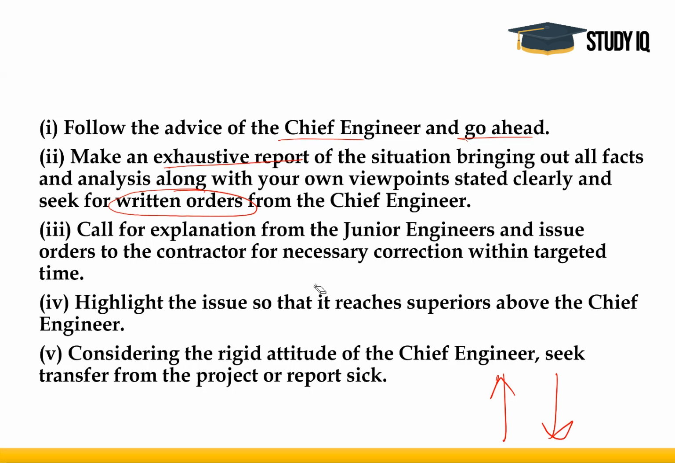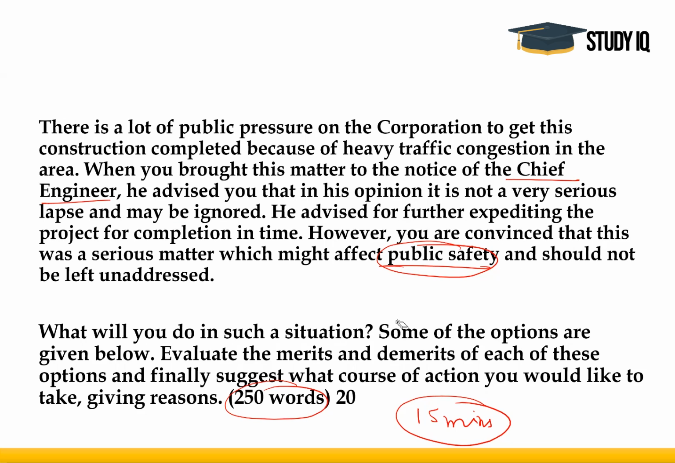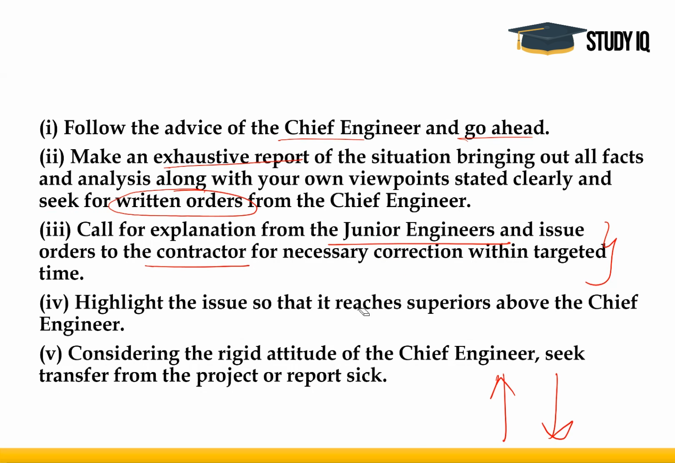Third option is call for explanation from the junior engineers and issue orders to the contractors for necessary correction within targeted time. Now this addresses two things: you have asked for a memo of explanation from the JEs, and you have also given orders to the contractor for necessary correction within targeted time. But since the chief engineer had already asked you to ignore the issue because it was not a very serious issue, you will be destroying your professional relationship with the chief engineer, and also you will be going against the hierarchy of the organization, especially once he has said it to you.